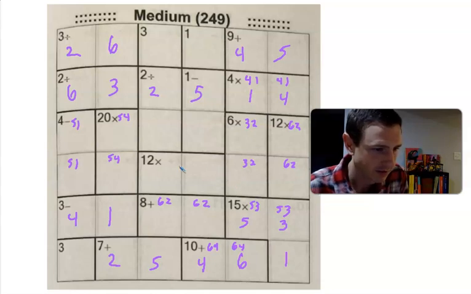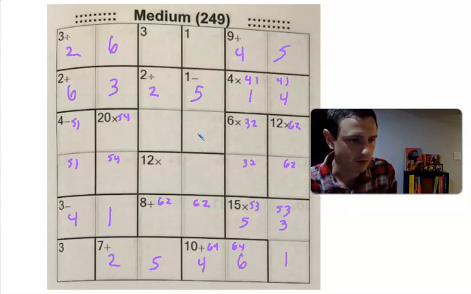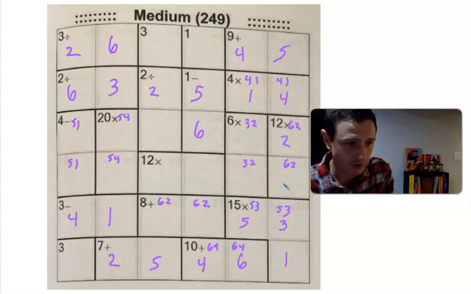Not liking this situation right here. Not liking this at all. Alright. This is 5. This is 4. So 5 minus 4 is 1. Can't do that. So this has to be 6. 6 minus 5 is 1. If that's 6, that's 2. That's 6. If this is 6, this is going to be 4 and 3.